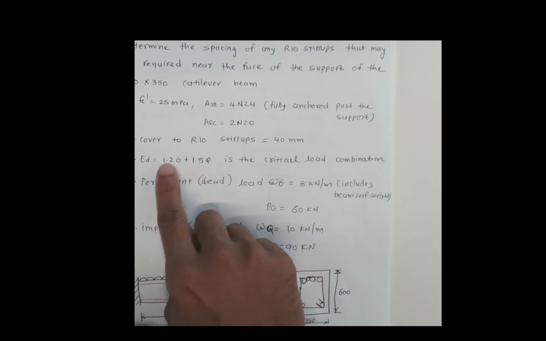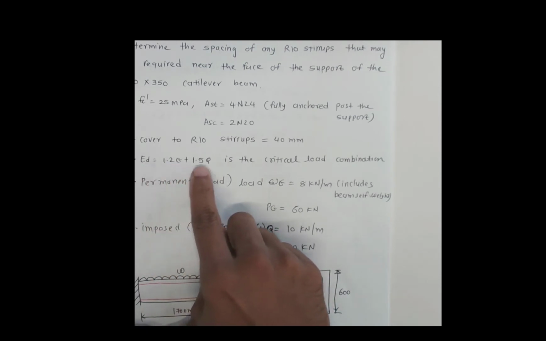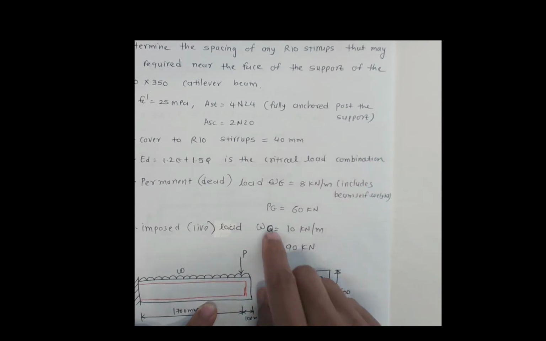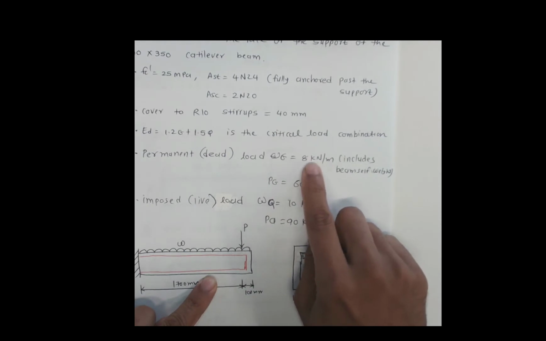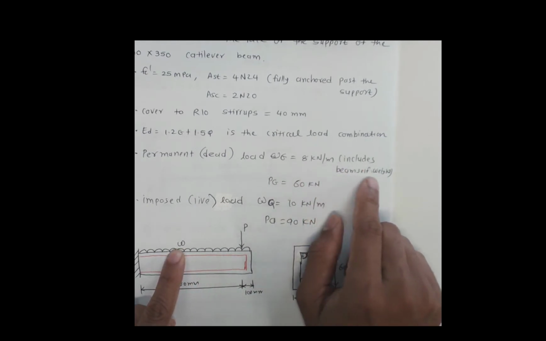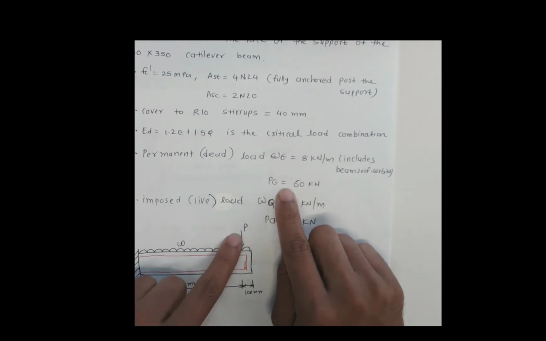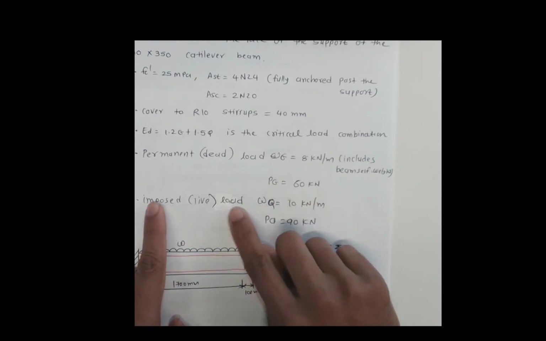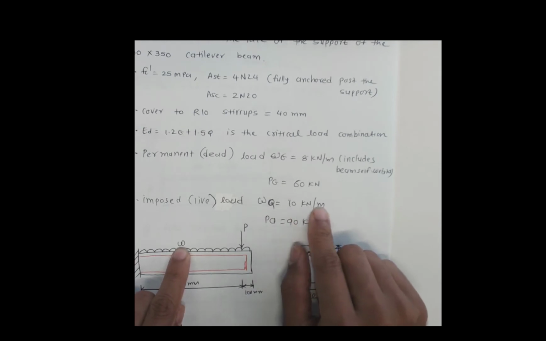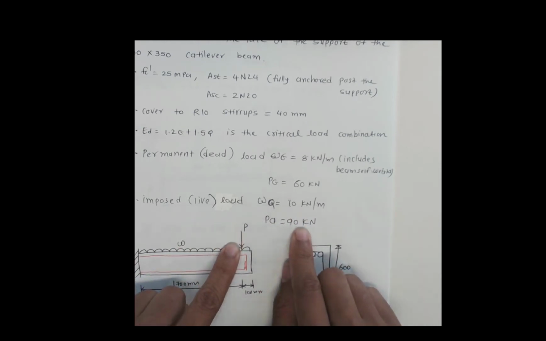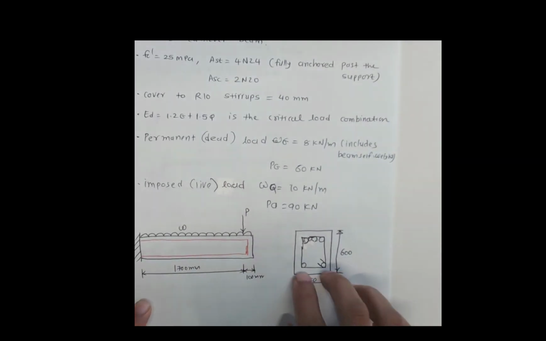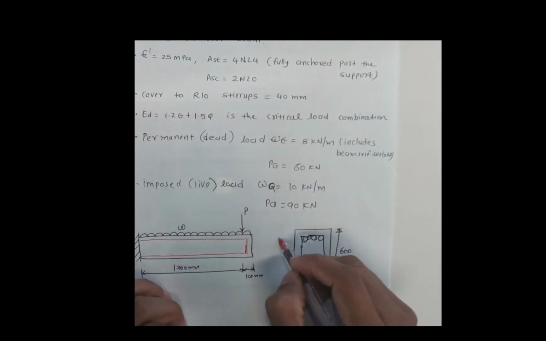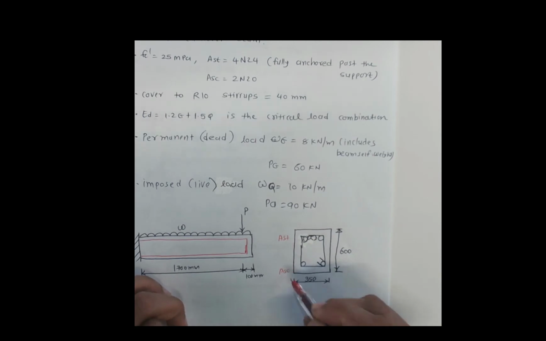Then we have these factored loads, that is 1.2 G dead load plus 1.5 Q live load is the critical load combination. We have given permanent dead load, which is uniformly distributed load 8 kilonewton per meter including beam self weight, and concentrated dead load is given 60 kilonewtons. Live load is given Q 10 kilonewton per meter UDL, and the concentrated load given 90 kilonewtons, and the beam cross section is given here. Please note there are 4 reinforcement here, that is 4 N24 bar, and 2 reinforcement. So this one, top one, is the tensile reinforcement, and this bottom one is because it is a cantilever beam.